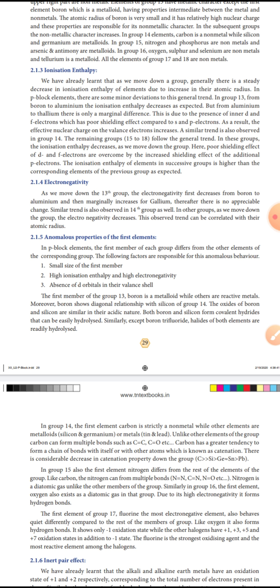Okay, so the next one, anomalous properties of first elements. In p block elements, the first member of each group differs from the other elements of the corresponding group. So the following factors are responsible for the anomalous behavior.